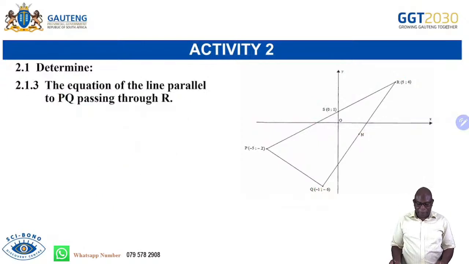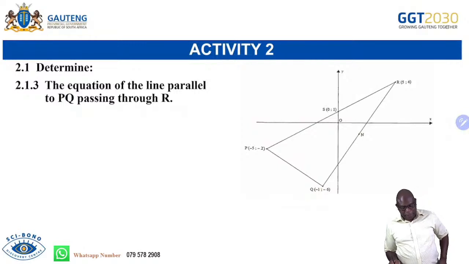Now, the next one: determine the equation of the line parallel to PQ passing through R. That's where we have a lot of problems because of the language. But I need to just underline the keywords. The keyword there is that I need an equation. So it means I need an equation y equals mx plus c, because that is a straight line that I'm looking for.